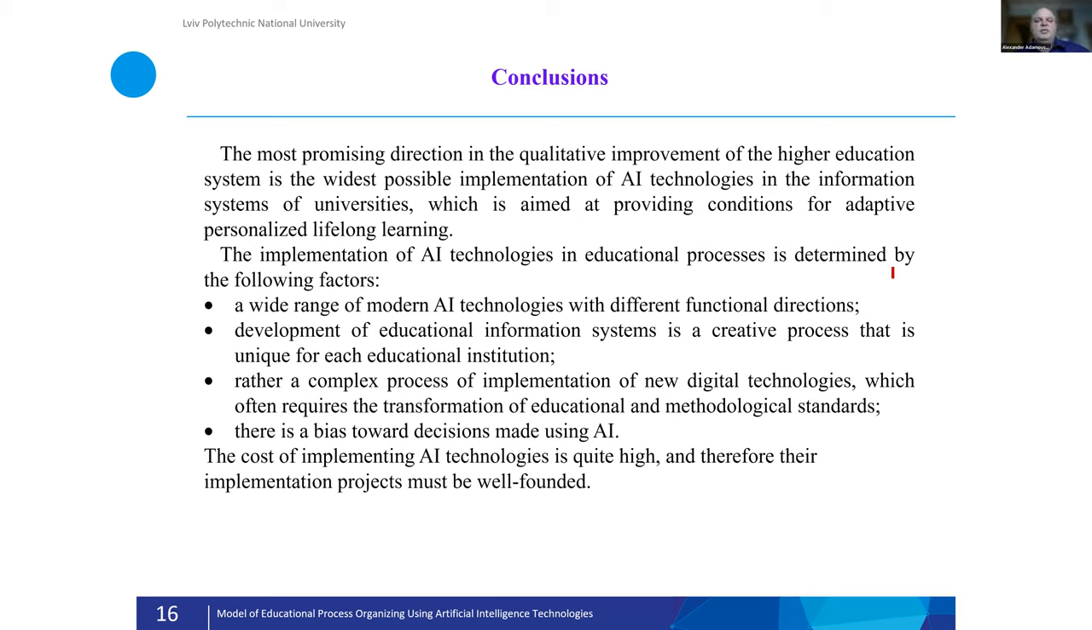And conclusions. The most promising direction in the qualitative improvement of the higher education system is the widest possible implementation of AI technologies in the information systems of universities, which is aimed at providing conditions for adaptive personalized lifelong learning. The implementation of AI technologies in the educational process is determined by a wide range of modern AI technologies with different functional directions. Development of an educational information system is a creative process that is unique to each educational institute, each specialty, if you want. Rather, it is a special process of implementation of new digital technologies, which often requires the transformation of educational and methodological standards, and there is a bias toward decisions made using AI. The cost of implementing AI technologies is quite high, like everything at the first stage, and therefore the implementation project must be well funded.